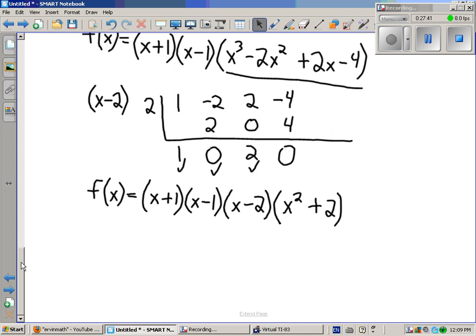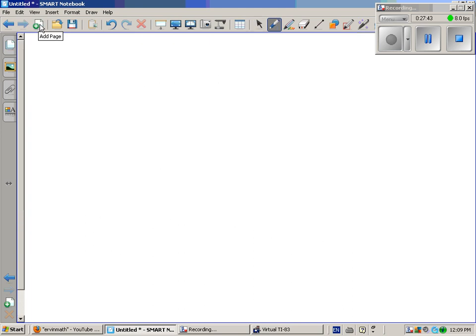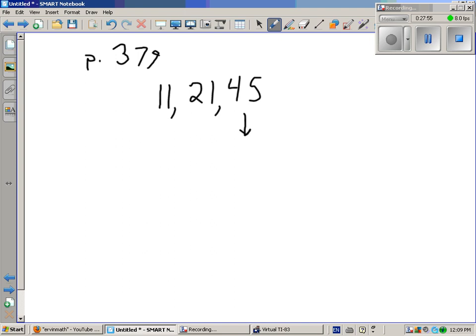Here's your practice, guys. Your practice is going to be on page 379, number 11, number 21, and number 45. Your book's instructions tell you to go through all kinds of goodies with number 45. What I want you to do with number 45 is do what we just did with our previous example. Use your process to factor it out.